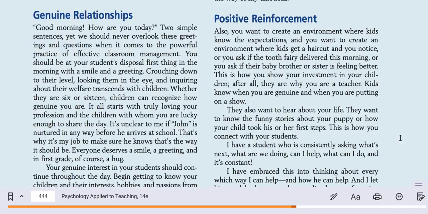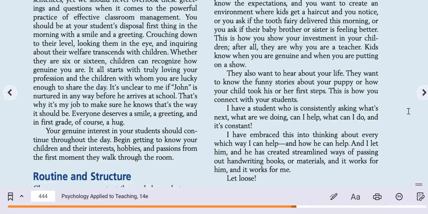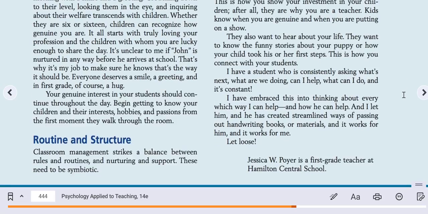I have a student who is constantly asking, what's next? What are we doing? Can I help? What can I do? And it's constant. I've embraced this, thinking about every which way I can help, and how he can help. And I let him, and he has created streamlined ways of passing out handwriting books or materials, and it works for him, and it works for me.